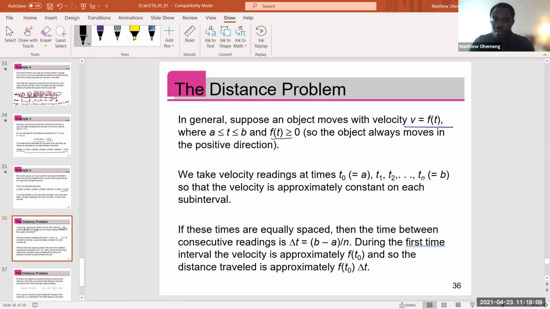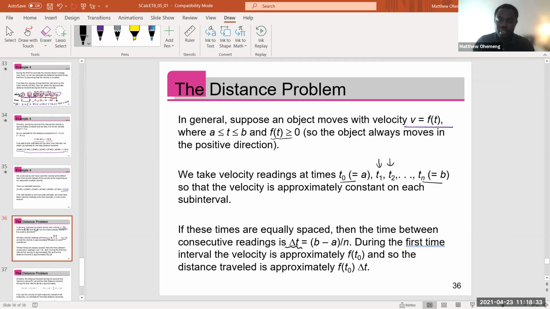And then we have velocity readings at time 0, t0, and then at time n, tn equal to b, right? And then we are calculating them at these time points, t0, t1, t2 up to tn. And then we are saying that the velocity is approximately constant on each subinterval. So we divide it so that it's so small that the velocity is approximately constant, right?